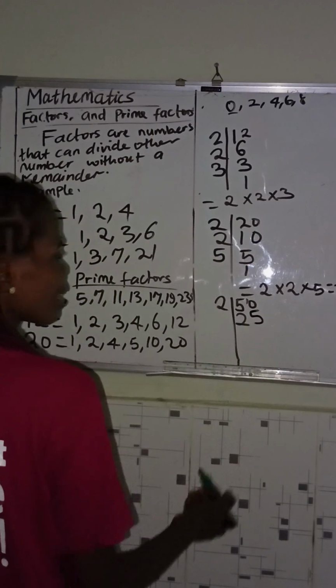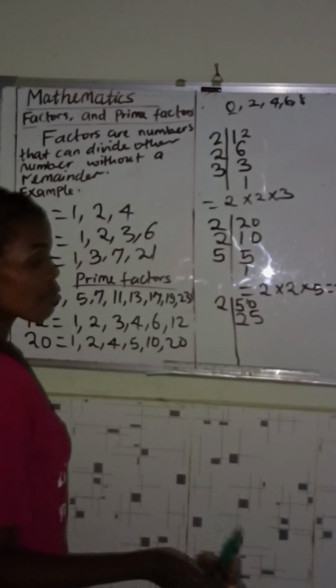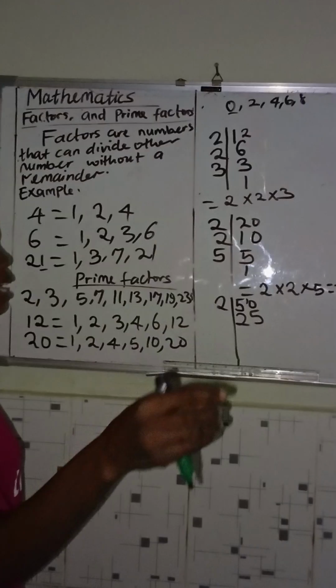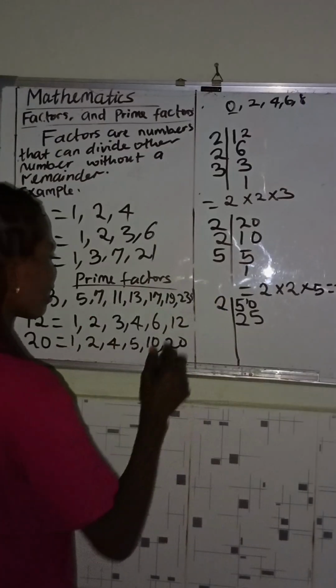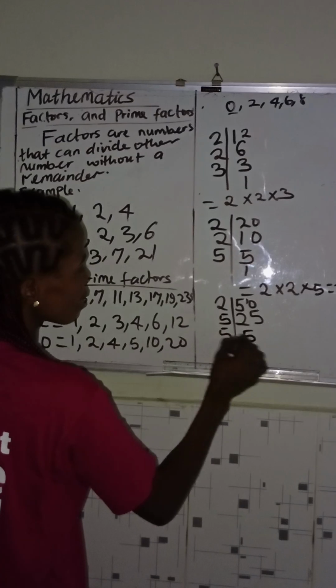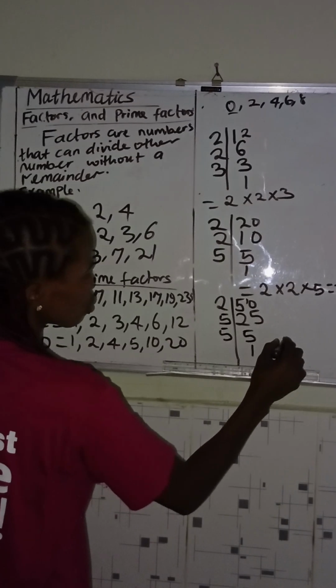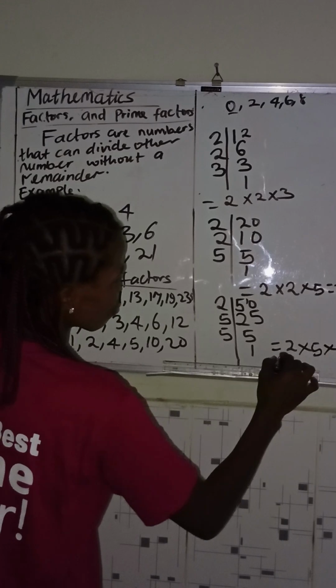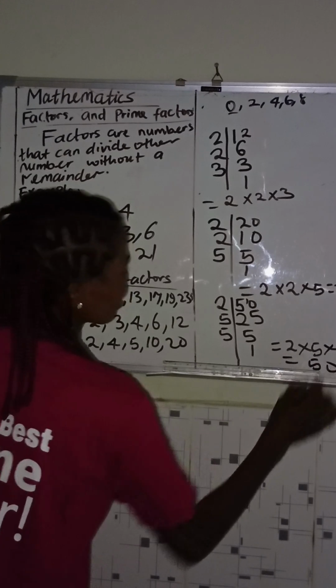What is the other number that can go? If you want to be sure if 3 can go in this, 2 plus 5 is 7. 7 cannot divide. You can't get groups of 3 in 7, okay? So the next one is 5. 5 in 25, 5. 5 again, 1. Do you understand? So we have 2 multiplied by 5 multiplied by 5, which equals 50.